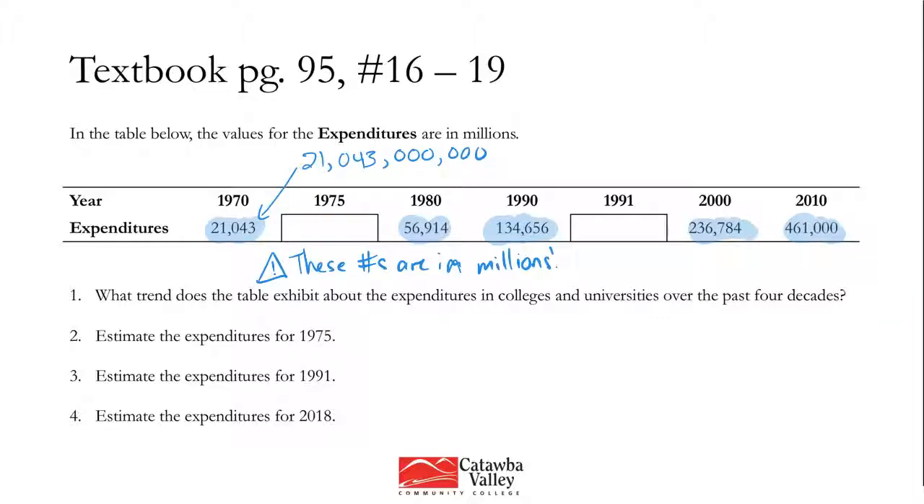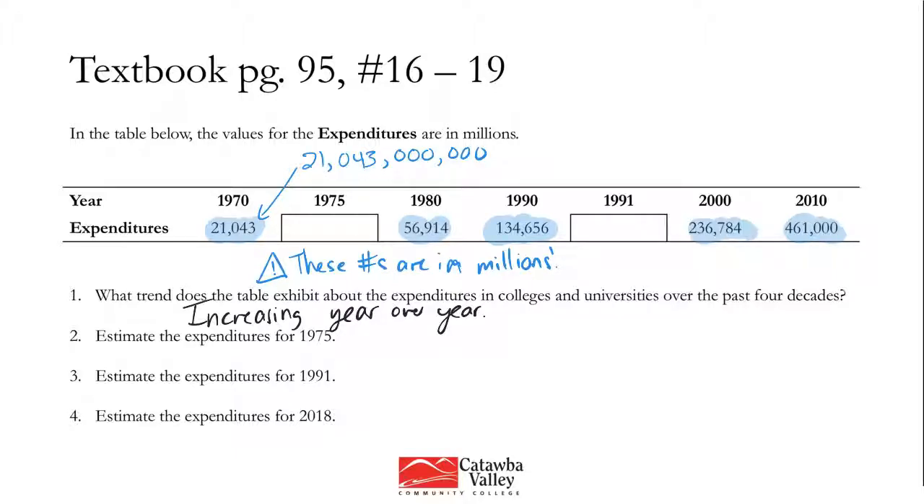So the first thing we want to do is, what trend does this table exhibit about expenditures? Clearly, if you look at the highlighted numbers for the expenditures, these are increasing year over year. And then the next thing we want to do is estimate the expenditures for 1975. So that's that first missing box.